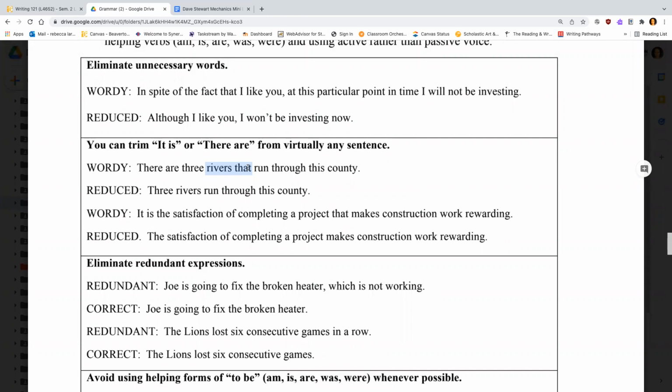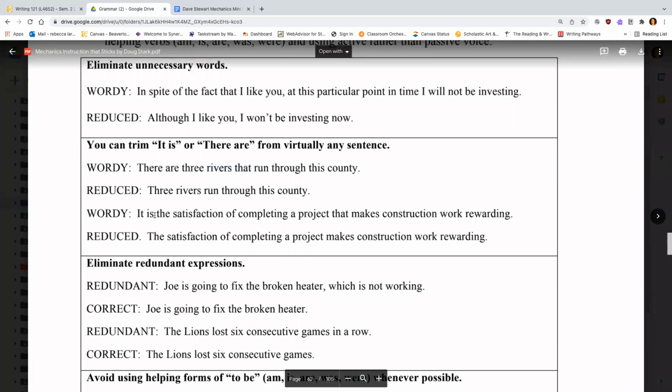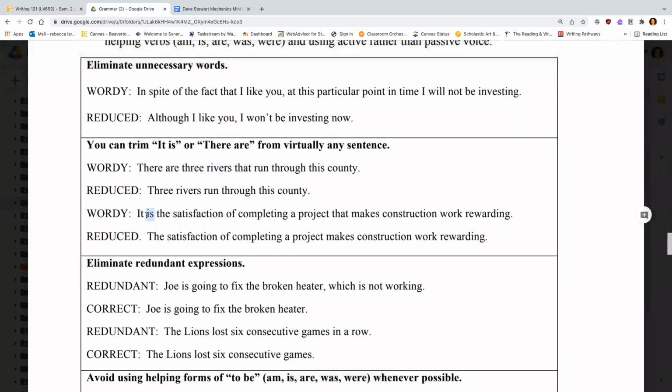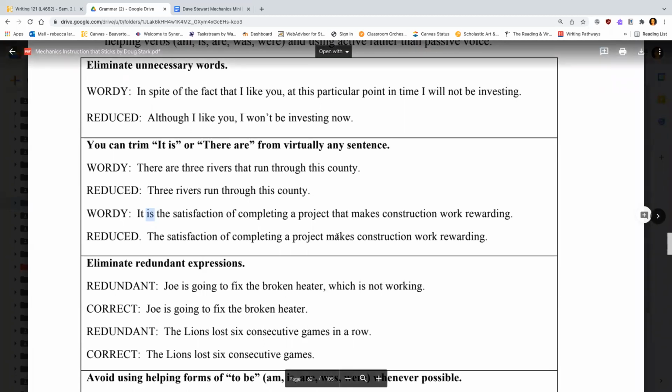but looking for this wordiness is especially helpful. We could change, it is the satisfaction of completing a project that makes construction work rewarding, to the satisfaction of completing a project makes construction work rewarding. Notice how we took out the is, right? Taking out those to be verbs, is, are, were, was, had, and putting in an active verb that makes.